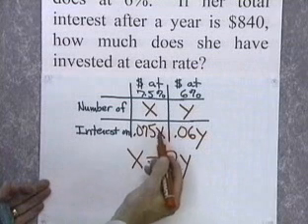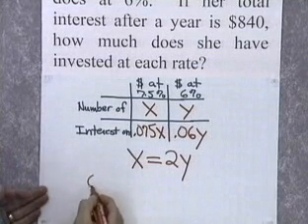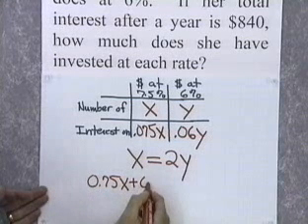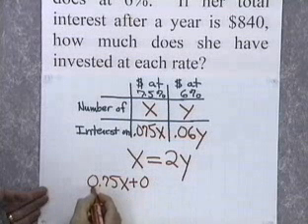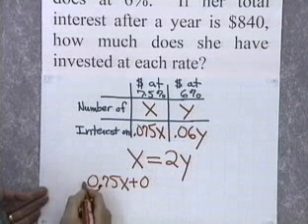That comes from the interest on these x dollars plus the interest on these y dollars right here. So 0.075x plus 0.06y. Let me just take this away right here, move it over here.